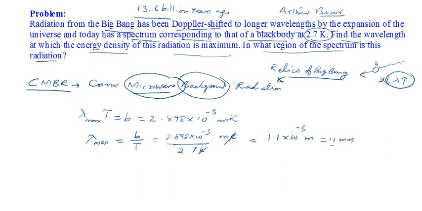Now, if you find which region of the electromagnetic spectrum this wavelength falls in, you can see that this corresponds to the microwave region, and that's why I told you that it is actually what is known as the CMBR, Cosmic Microwave Background Radiation. So that's about Wien's Displacement Law and Wien's Radiation Law. I think the other two laws, the Rayleigh-Jeans Law and Planck's Radiation Law, can be discussed as a separate session thereafter. Thank you.